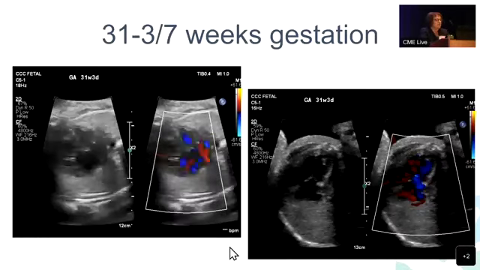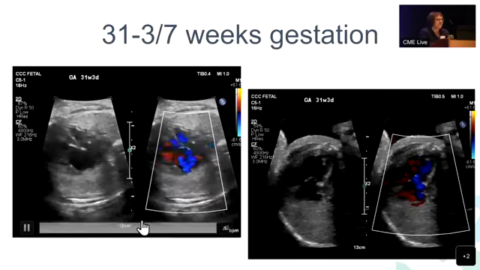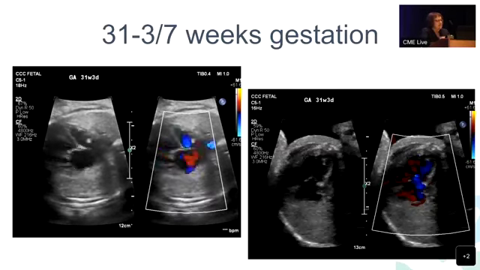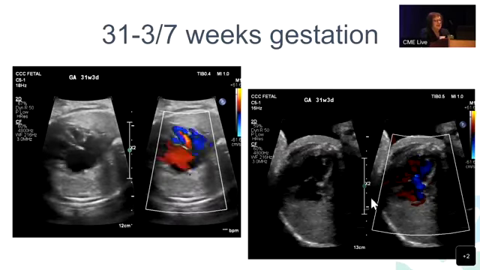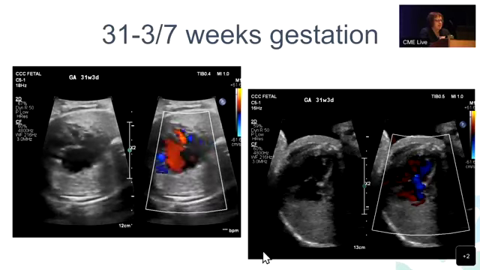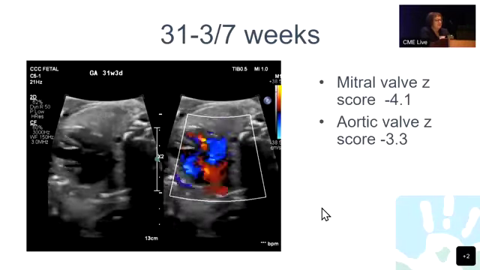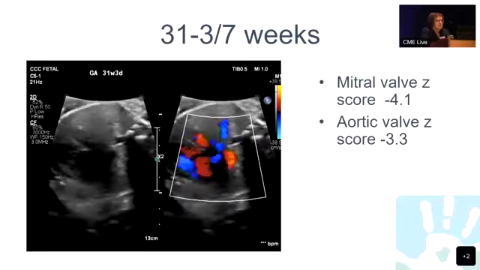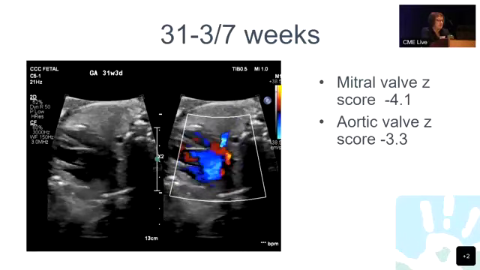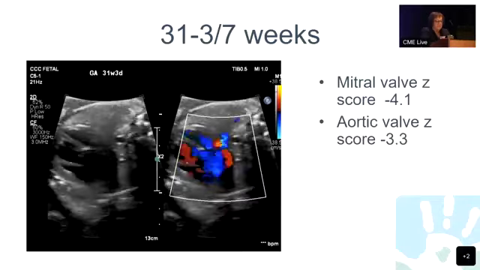So we saw her back at almost 32 weeks, and you can see that again, the heart looks pretty similar. The LV may be growing, but only in proportion to the rest of the heart. It certainly hasn't improved. And there was probably mild to moderate tricuspid regurgitation as shown in that panel. And then there was left to right atrial level shunting, as you can see here. The mitral valve Z-score was negative 4.1 and the aortic valve Z-score negative 3.3. So, a bit of growth, but no catch up and no improvement.